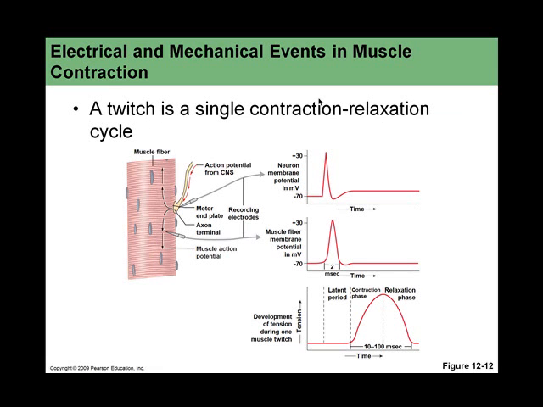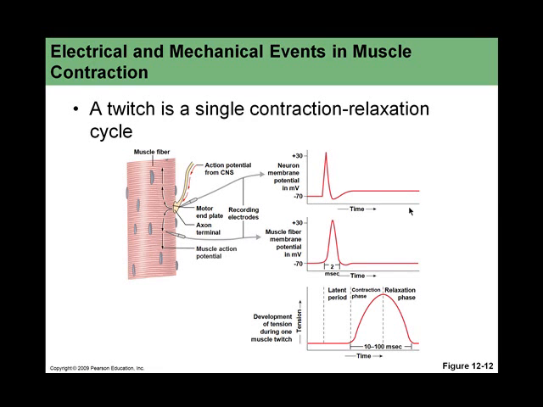So a twitch is a single contraction relaxation cycle. So you can have a twitch within a myofiber and a twitch in an entire muscle. So there are a few differences. The interactive physiology covers the muscle twitch in a full skeletal muscle very nicely. Here we're just considering it as a single cell that we could record the electrical potential, and here we're recording the membrane potential for the neuron and the muscle fiber.